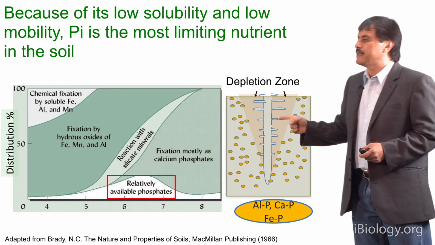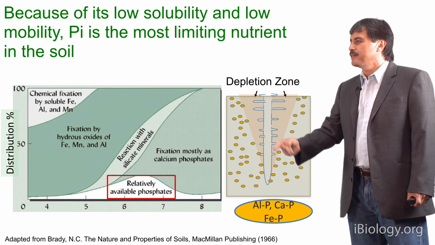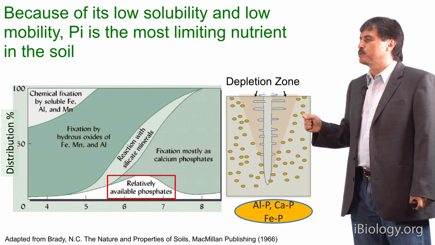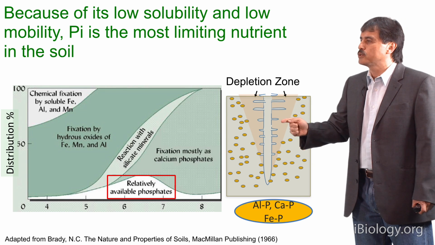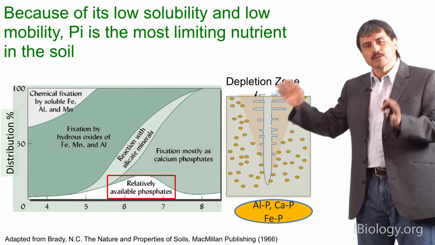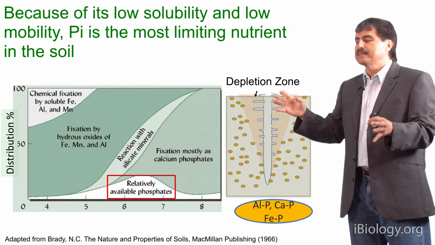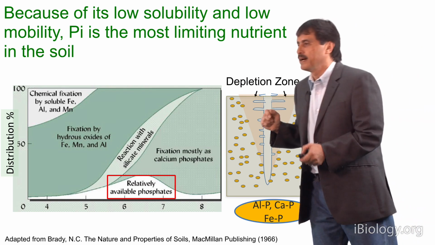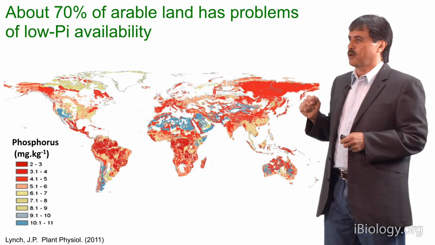Because of its low mobility and low solubility, roots deplete phosphorus from the soil rapidly, and the phosphate molecules illustrated here as these yellow dots cannot diffuse into the root. So the plant has to search for this nutrient, in contrast to most of the nutrients that freely diffuse to reach the root. In this case, the root has to search for the nutrient, and that makes it particularly difficult for the plant to get enough phosphate for its growth.